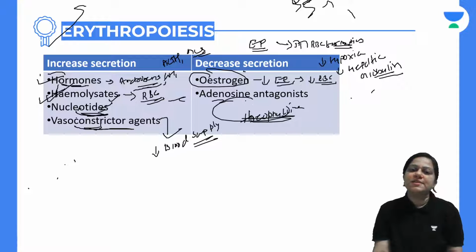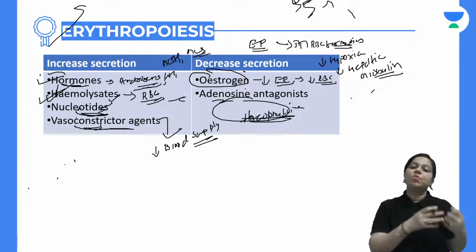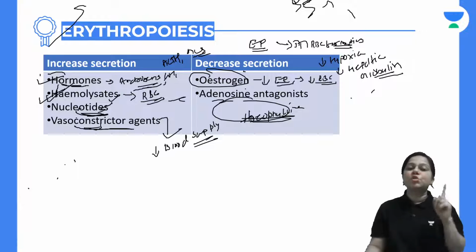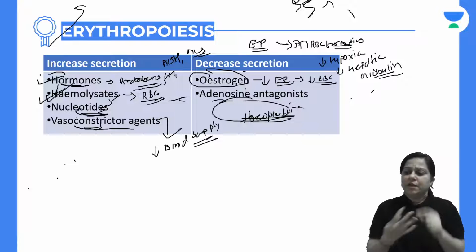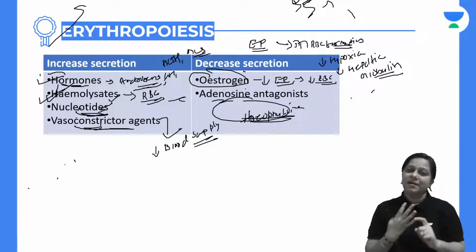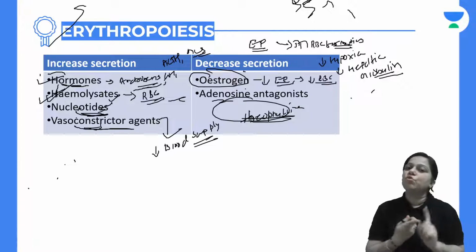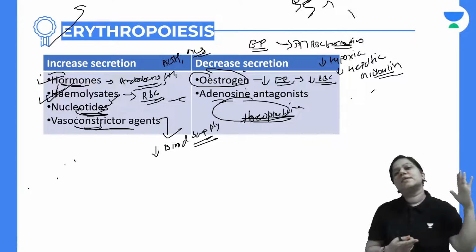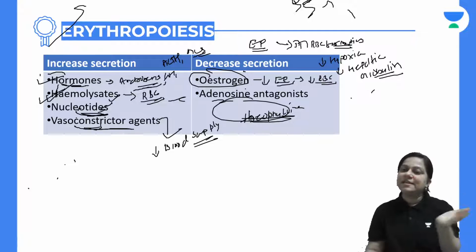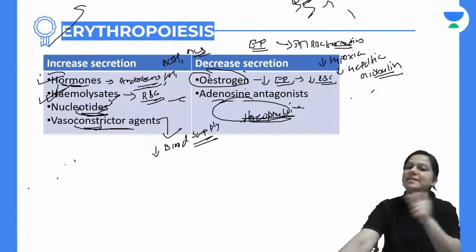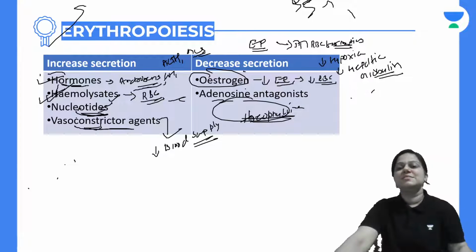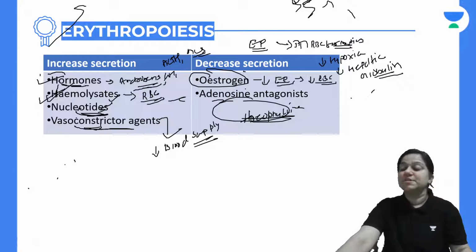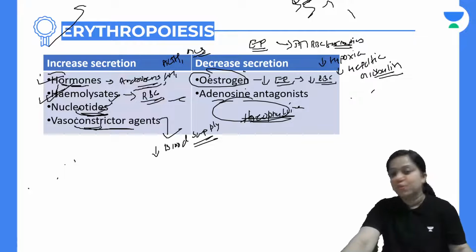Okay, this is a very important MCQ about hormones. Androgen, growth hormone, thyroxine, adrenocorticotropic hormone, and glucocorticoids all increase erythropoietin secretion, which means they increase erythropoiesis, which means they increase the RBC count. Estrogen decreases erythropoietin secretion. So this is important from the MCQ point of view.